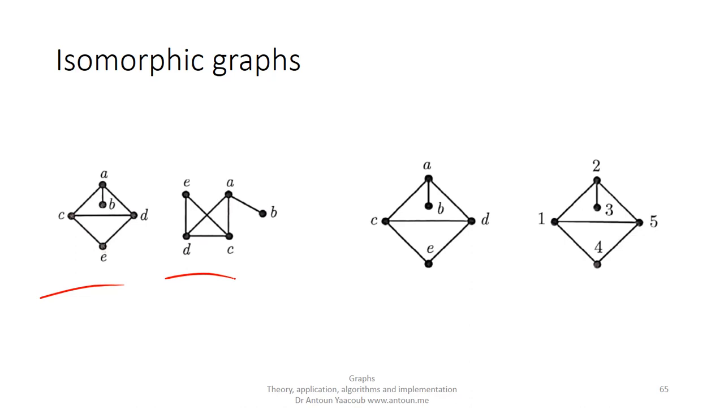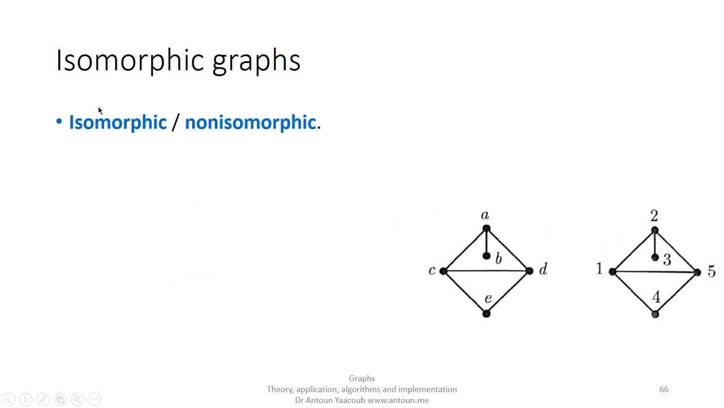But at the end, we need to compare and check whether two graphs are equal or isomorphic. Here we have used the same vertex labels. However, here I have different vertex labels. Yet you can see obviously that those graphs have the same structure, so they are isomorphic. We will see how we do that.